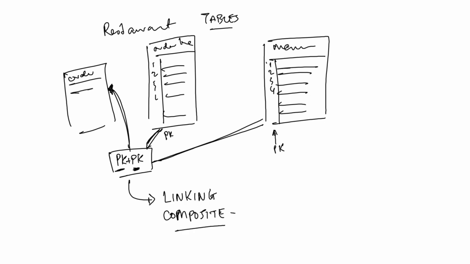So what we're saying is that line order is made up of two items, one and two. And how that order is shown is that table.